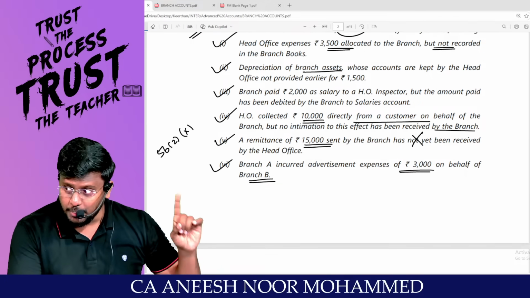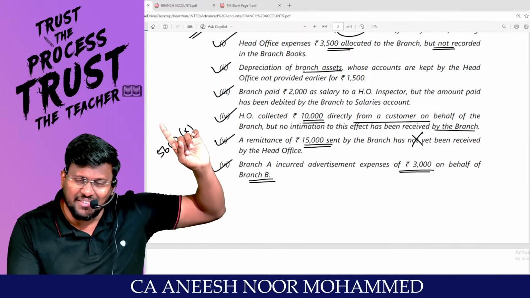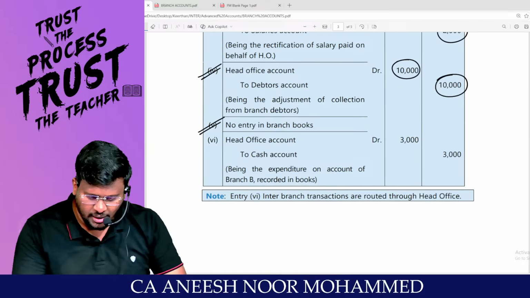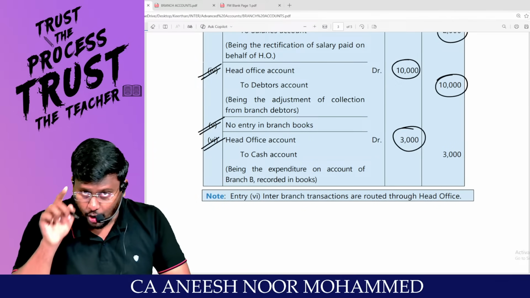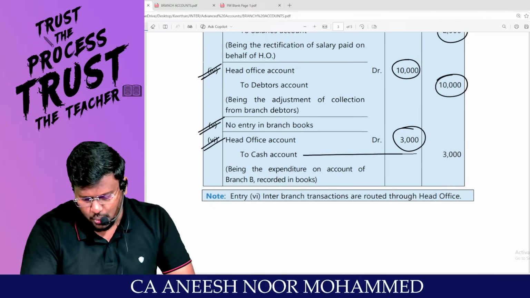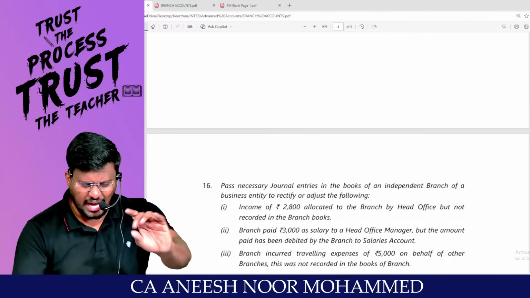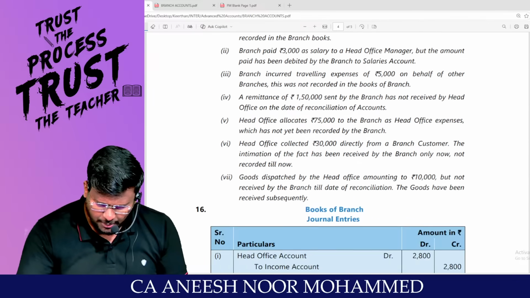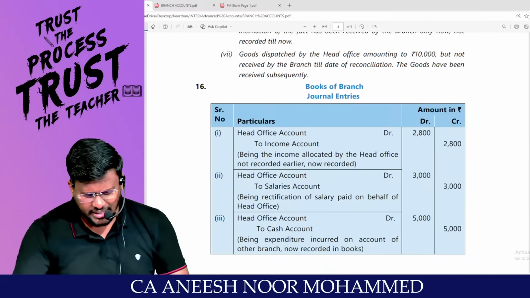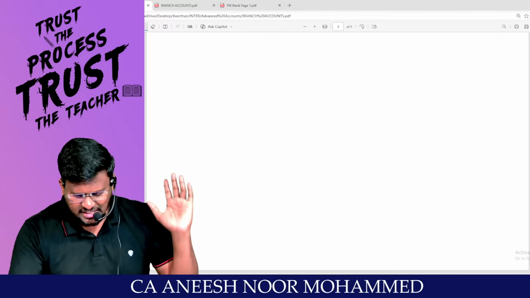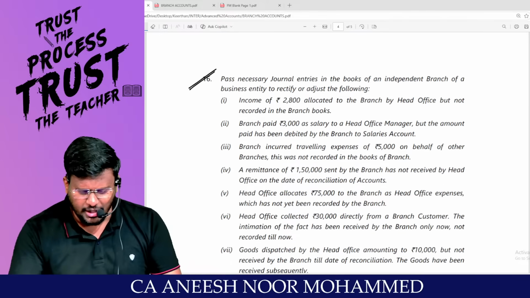But branch B will not pay me. The head office will pay me, so I have to get money from the head office. But from my hand, cash or bank 3,000 would have gone out. Are you feeling comfortable? The last question from my side, my dear lovable students. With this, I will leave it. That's it. The 16th question, 6 marks, will be in your pocket.